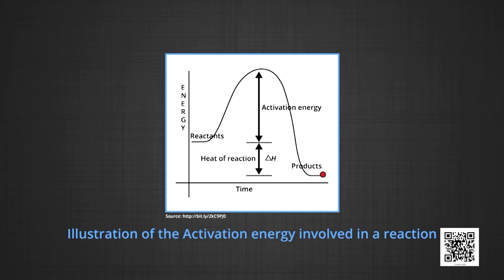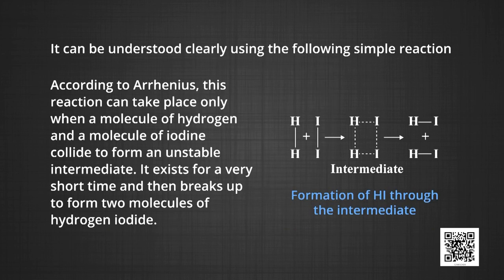Here you have the energy profile diagram, and from the graph you can see the average energy of the reactants and products, and also the activated complex and the activation energy. It just illustrates the activation energy involved in a reaction. It can be understood clearly using a simple reaction: 1 mole of hydrogen reacts with 1 mole of iodine to give 2 moles of hydrogen iodide.